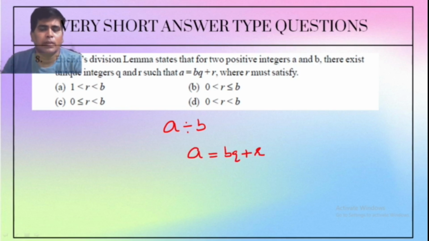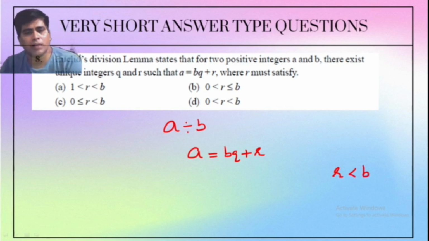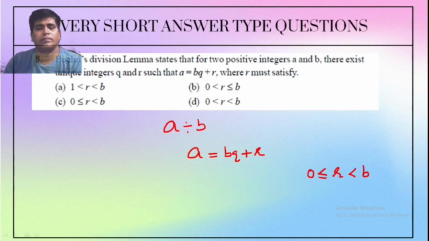So the remainder, when you divide a with b, is always less than the divisor. The remainder is always less than the divisor, but sometimes it is equal to 0. So r has the condition that the remainder is greater than or equal to 0, but strictly less than b. So here, which option do we have? Option C.